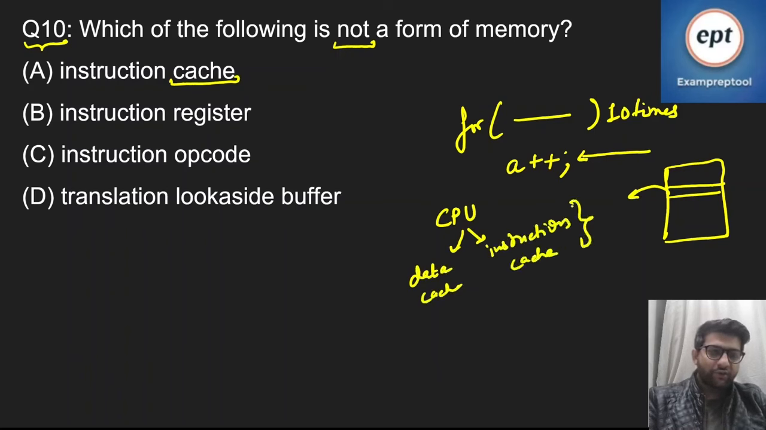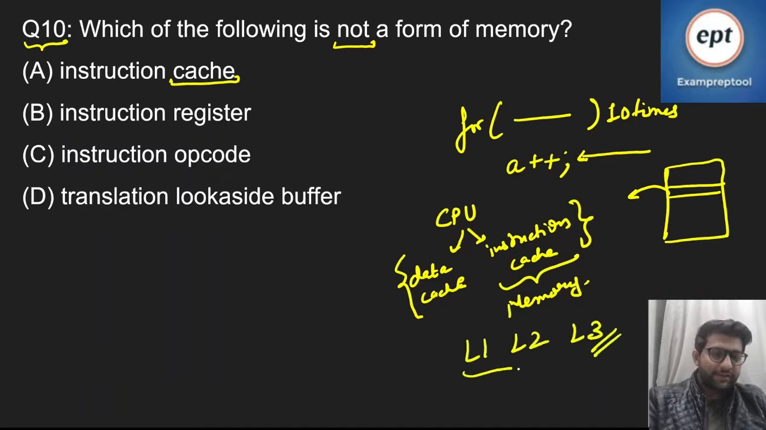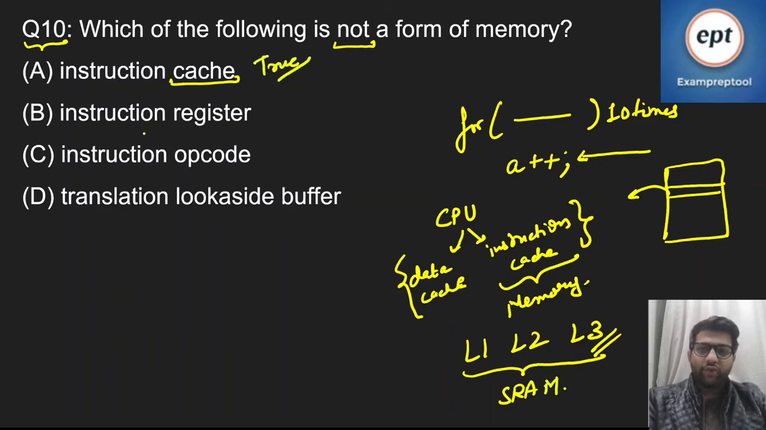So the instructions will be cached in this particular cache, and the operands will be cached in this type of cache. So this is hardware, a form of memory. We have different levels of cache, L1, L2, and L3 cache, and these are hardware. These are SRAM. So this is a form of memory. So this is true.